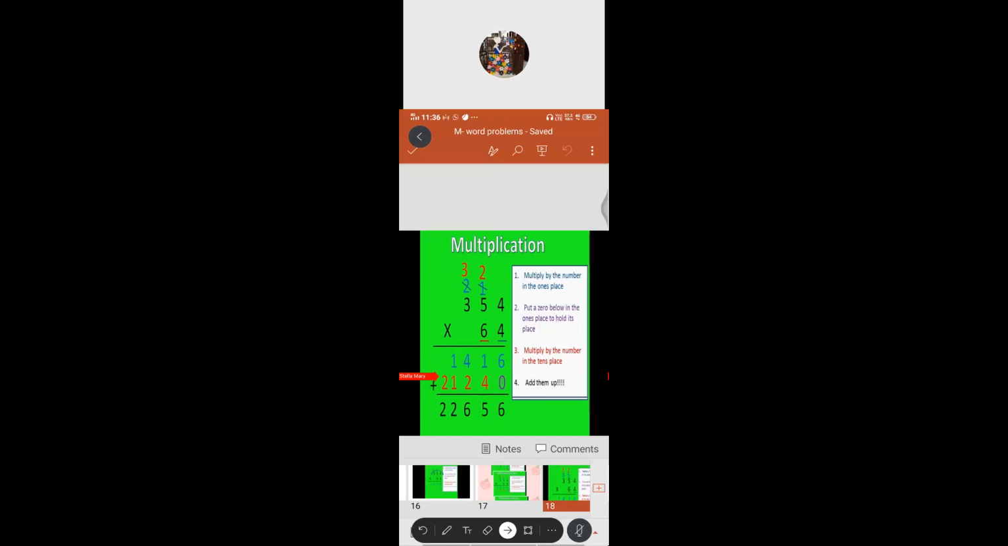and product 2. We got the result of 354 multiplied by 64. This is the way that we have to do it. This is called multiplication with regrouping. Can you see that? Carryovers are there. If you do it this way, that is called with regrouping.